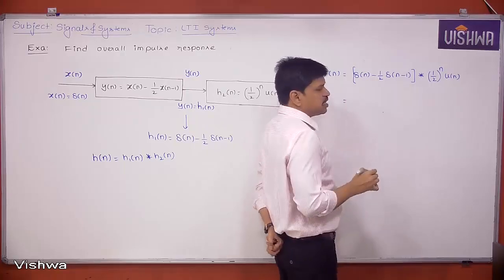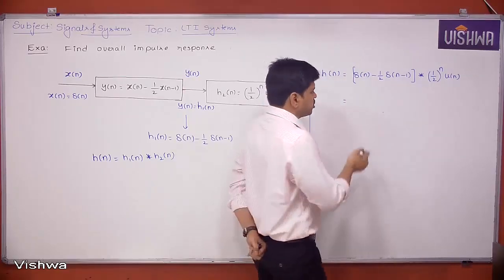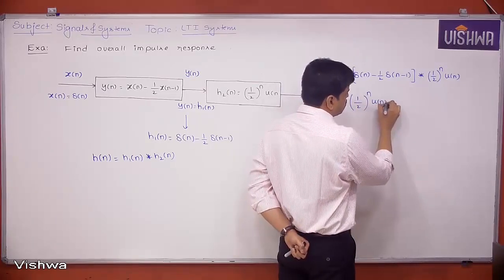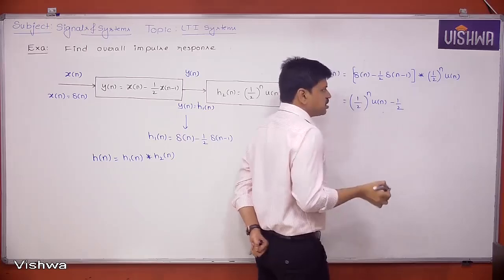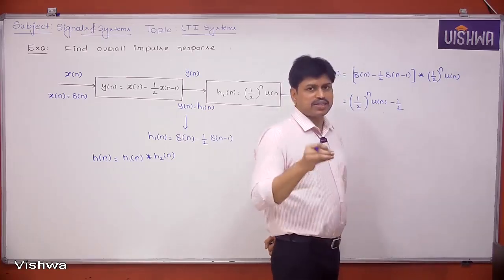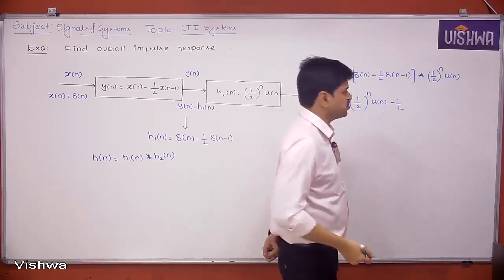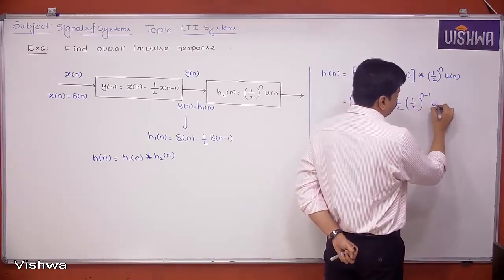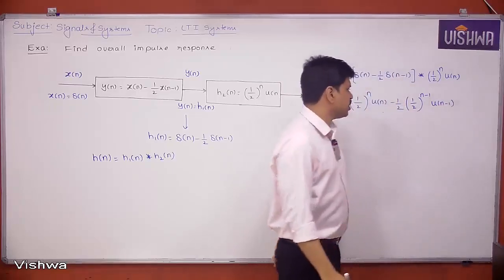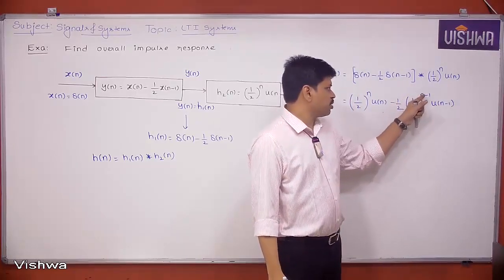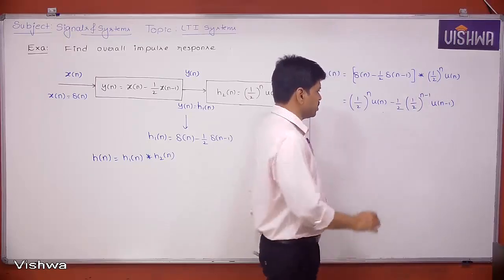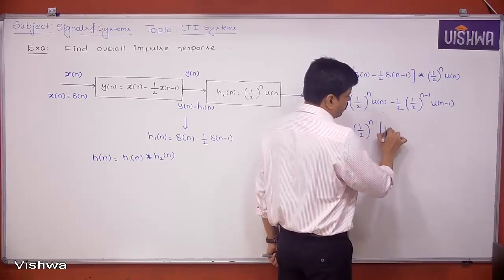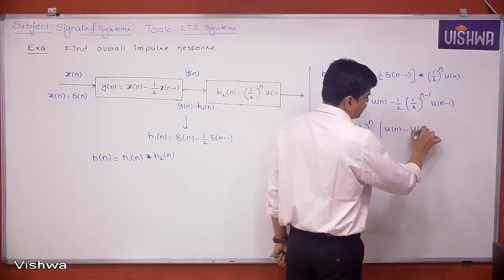If any signal is convolved with the impulse function, it is going to be the same function. So it is 1 by 2 whole power n u of n, minus 1 by 2 times any function convolved with delta n minus 1, and we get the same function with the shift. That means 1 by 2 whole power n minus 1 u of n minus 1. Now if you observe carefully, with 1 by 2 whole power n minus 1, when I multiply them, minus 1 plus 1 get cancelled. So if I take 1 by 2 whole power n common, we are left with u of n minus u of n minus 1.